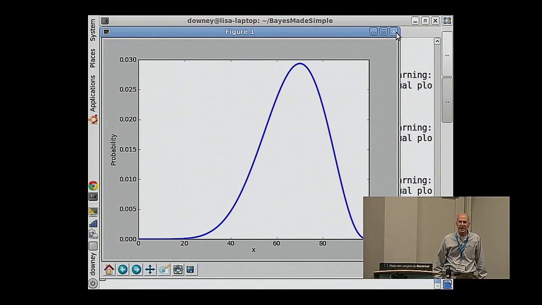So there's what it looks like after 10 coin tosses. And it's getting narrower and narrower. And again, a narrow posterior distribution is a good thing. That's telling you that you are becoming more and more confident about what the actual value of x is.